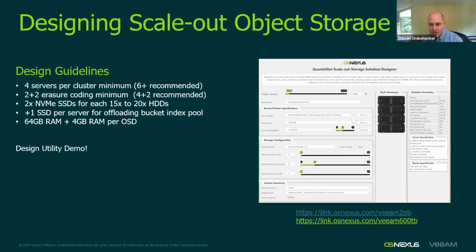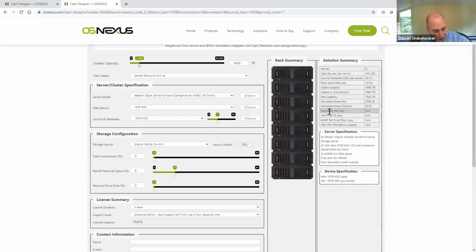And the last bit here is in terms of the RAM, you want about 64 gigs of RAM per server, plus about 4 gigs of RAM per OSD. And one of the cool things about the design utility, and we'll jump to that right now, is that it does all that math for you. So here we are in the design utility.